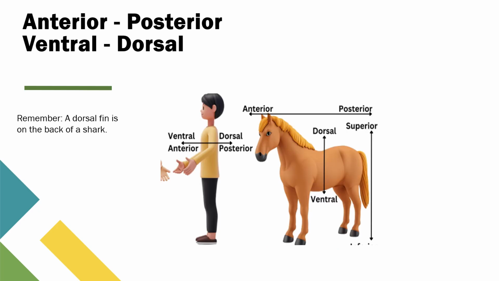The first directional term we're going to talk about is anterior, posterior. That would be the front or the back of the body. Another term for that could be ventral and dorsal. So anterior is the front of the body, so is ventral. The back of the body is either posterior or dorsal. How I remember the ventral dorsal aspects is I think of a dorsal fin, which is on the back of the shark.